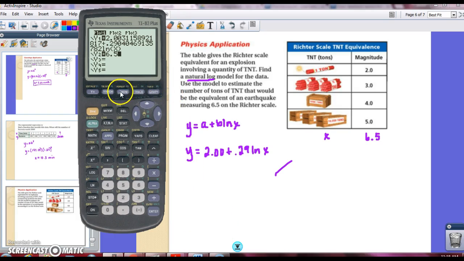Okay. Now, if I go to Zoom Stat and I press Enter, now notice here what happens. Okay. I see my regression, but I don't see my horizontal line. So go back to your window. Okay, in your window, look what's going on here. My y max only goes up to 5, but I need it to go up to 6.5. So I'm actually going to put this at 7, just because I like to go a little bit higher than what they have.